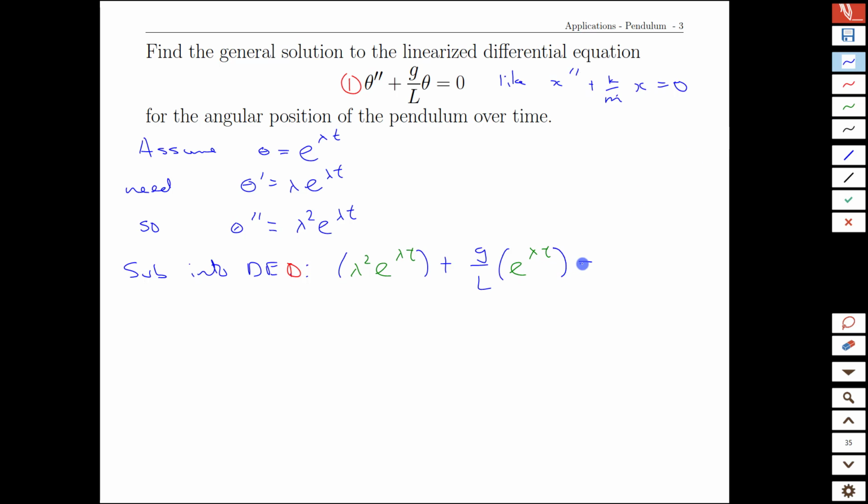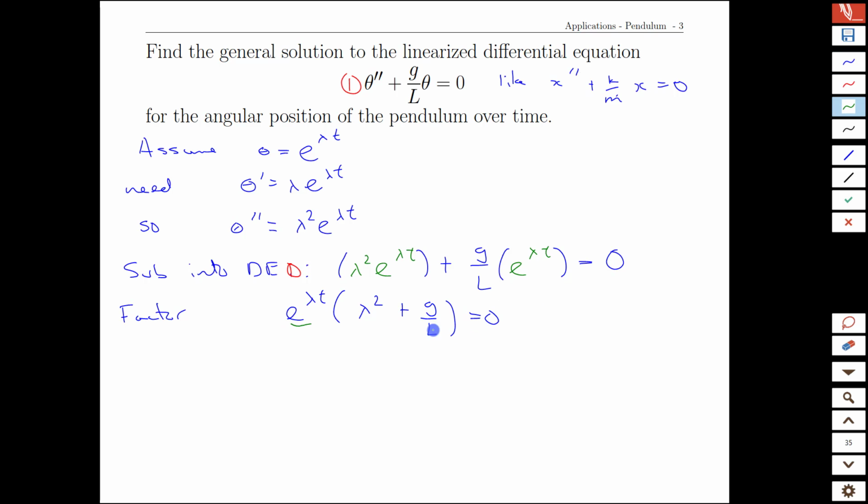There we go. Those have to consistently add up to 0. Hopefully you're seeing some patterns now. We're going to factor that out. Both terms have an e to the lambda t as a common factor. Make sure that looks as much like a lambda as we can get. And then we have lambda squared plus g over L equals 0.